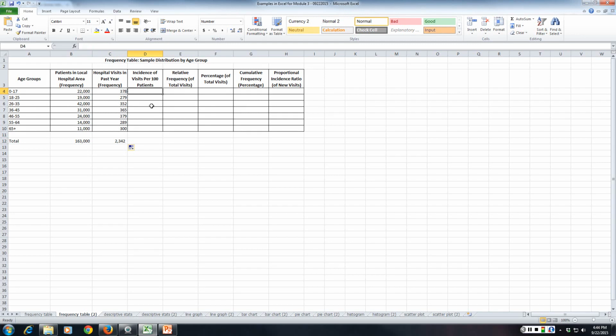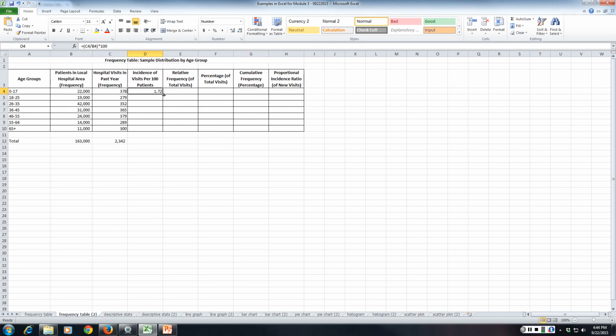So this is a rate, but it's a rate per 100 patients. So remember, to calculate a rate, we have a numerator and a denominator. So put equals in the box, put an open parenthesis. Our numerator is the hospital visits in the past year divided by our denominator, which is patients in the local area. And this is per 100, so multiply that with the little star on your number sign on your keyboard by 100. And that gives you the incidence rate of visits per 100 patients, and you might want to round it to a reasonable decimal point.